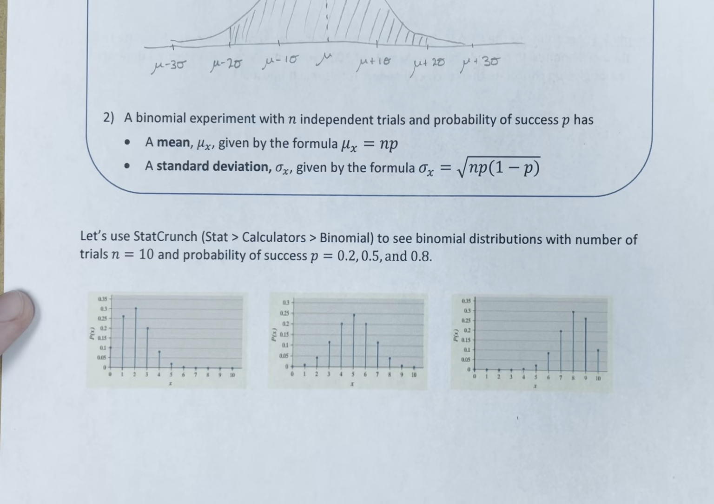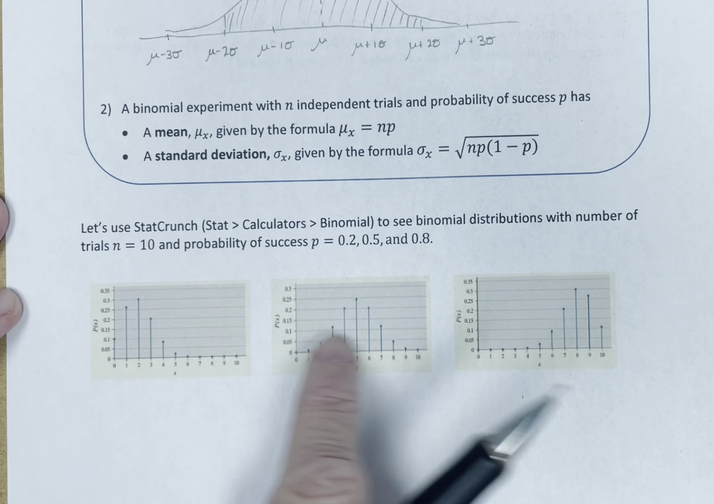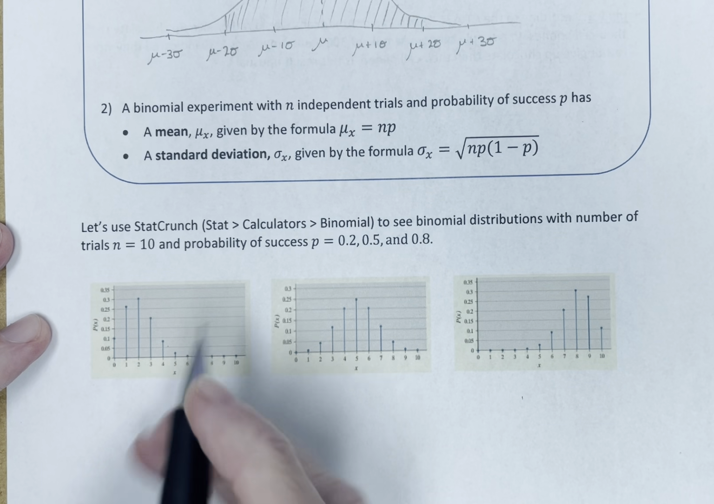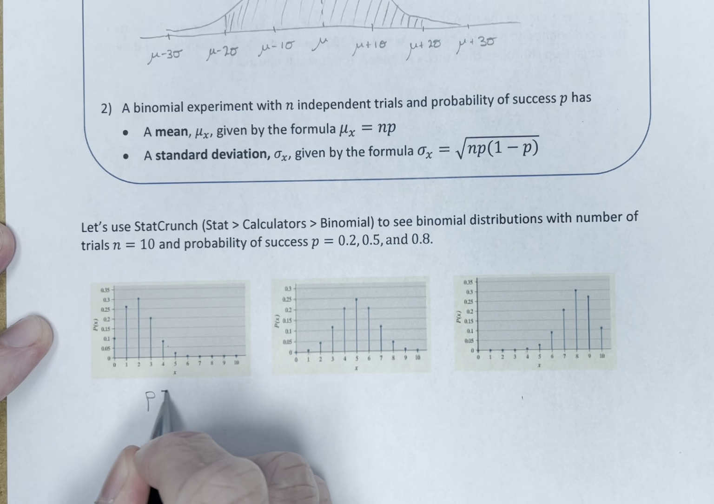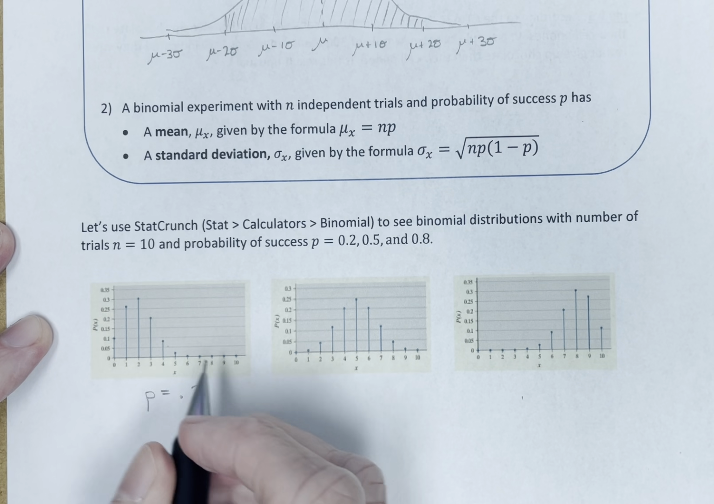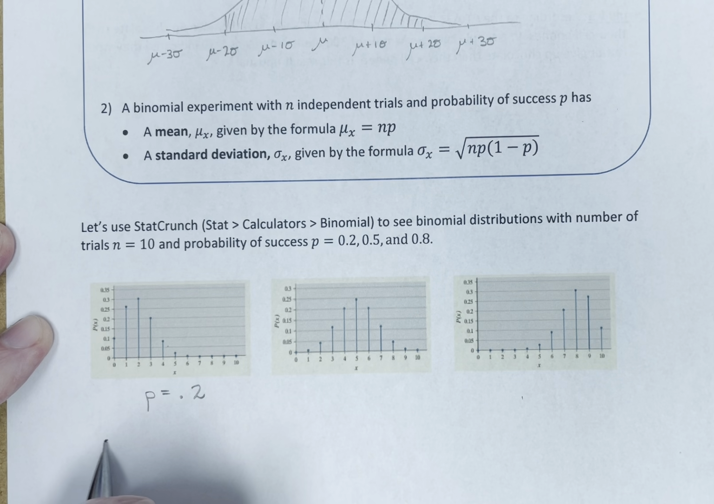Let us come over to the guided notes. You can see that I have simply taken screenshots of the same things we just saw. This is n trials, and this was when p is equal to 0.2. We talked about this. You can see this one does go 8, 9, 10, and we said this is skewed to the right.